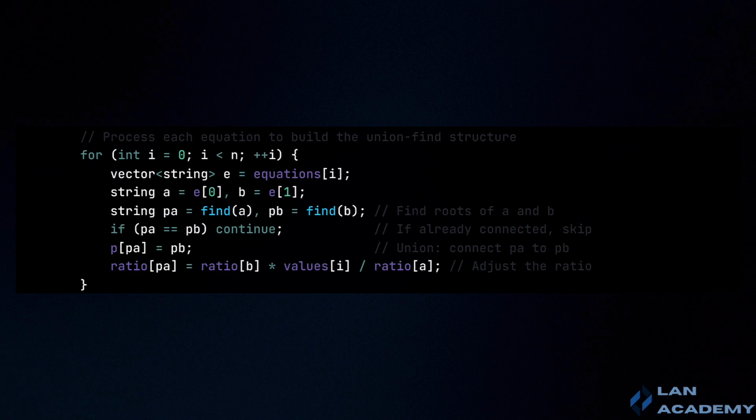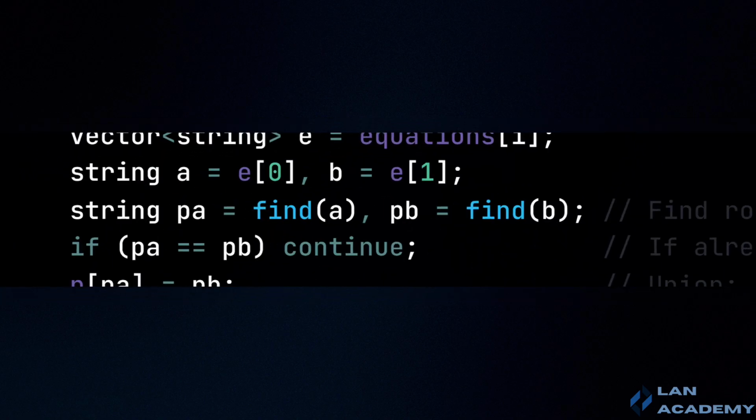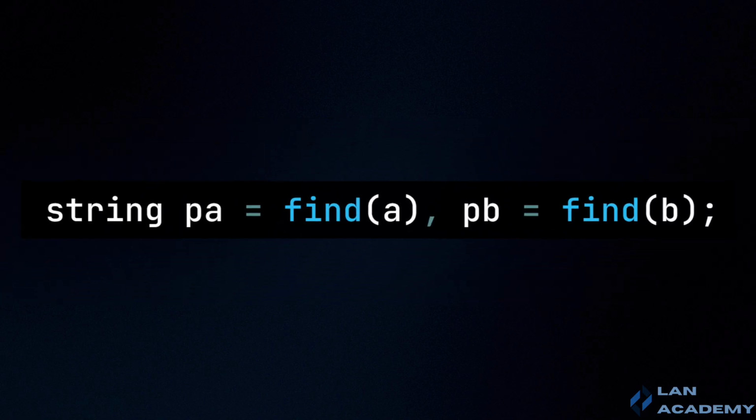We also adjust the ratio to ensure the mathematical relationship between the variables is maintained. The ratio adjustment involves multiplying the ratio of one variable by the given value and dividing it by the ratio of the other variable. This step ensures that the relationship encoded by the equation is correctly reflected in our data structure. The find function is a crucial part of this process.